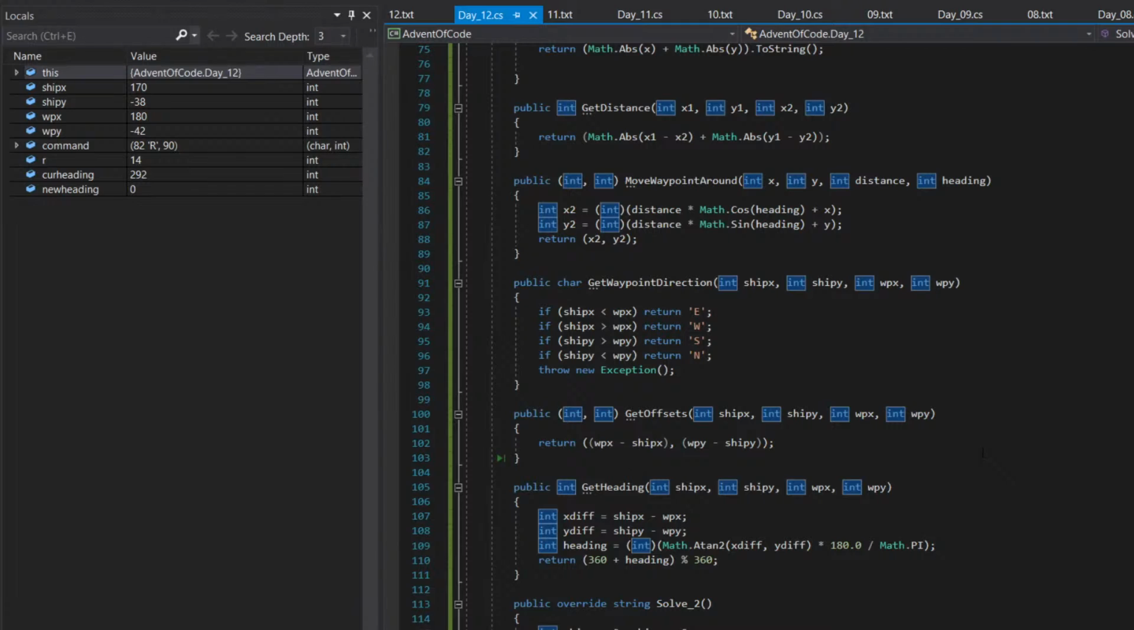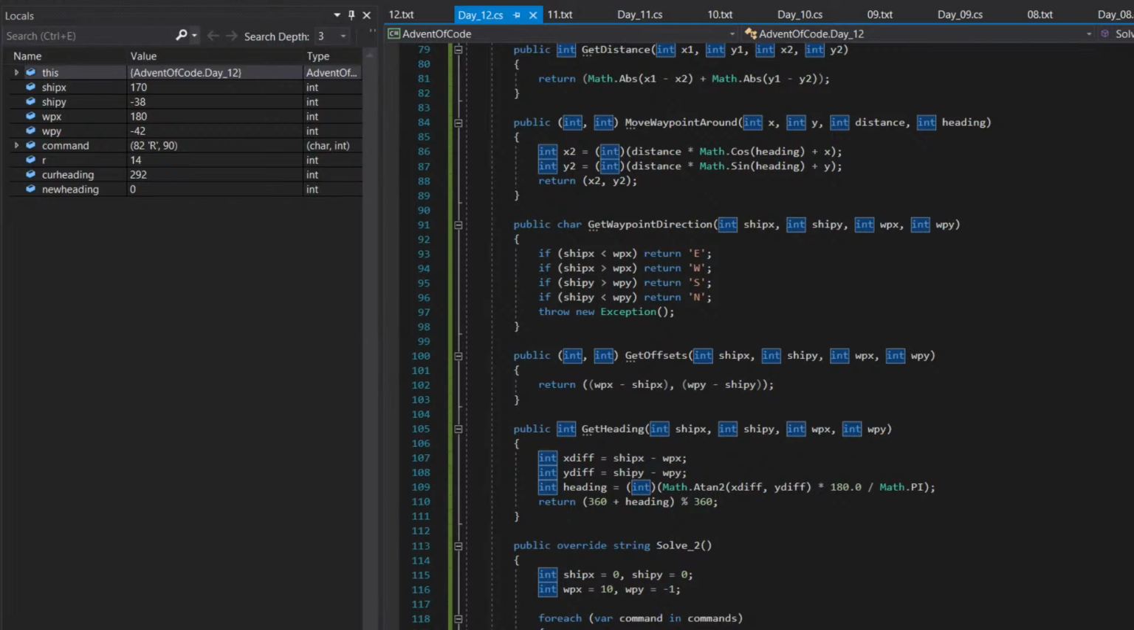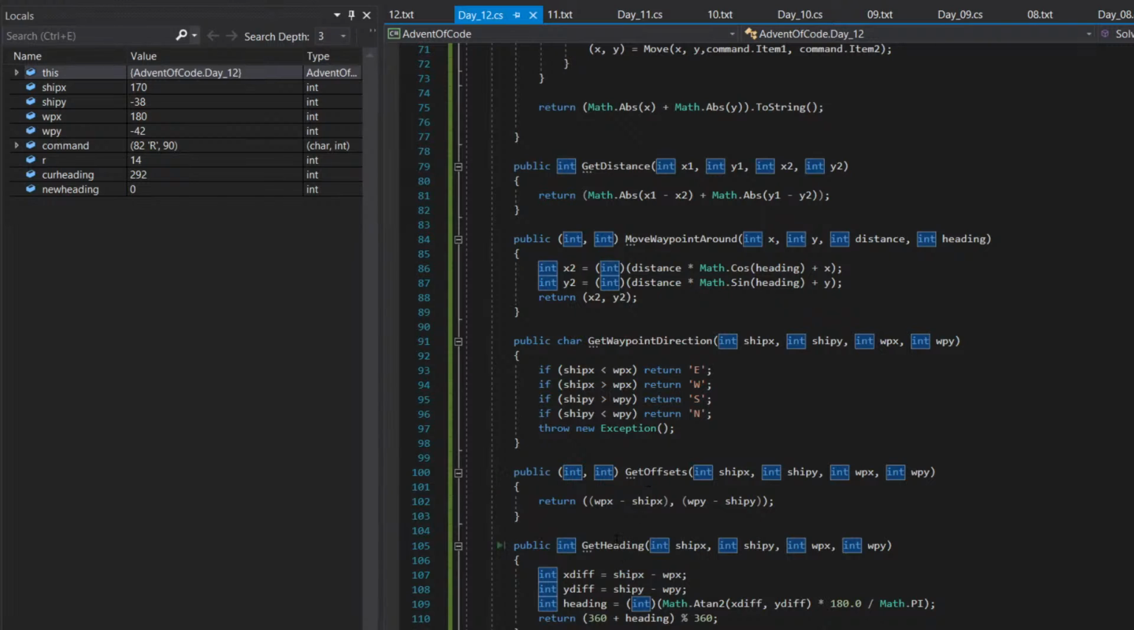I think I have that wrong, because ship X is 170, waypoint is 180. That should mean it's 10 to the east. So our current heading should be northeast, but we got northwest. Get heading.